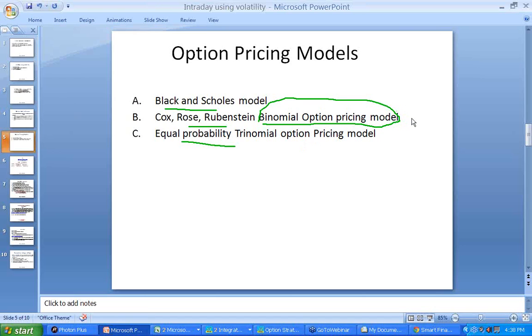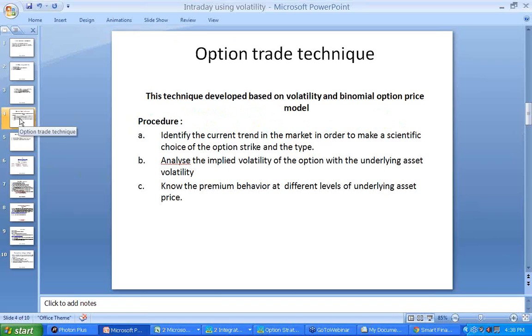So the way you have done this analysis, how can we do the same analysis for options? What are the steps in this? Identify the current trend in the market through the Fibonacci or Gann process. Once you identify the trend, it will help you to choose an option strike and thrive. So this is what it will do.